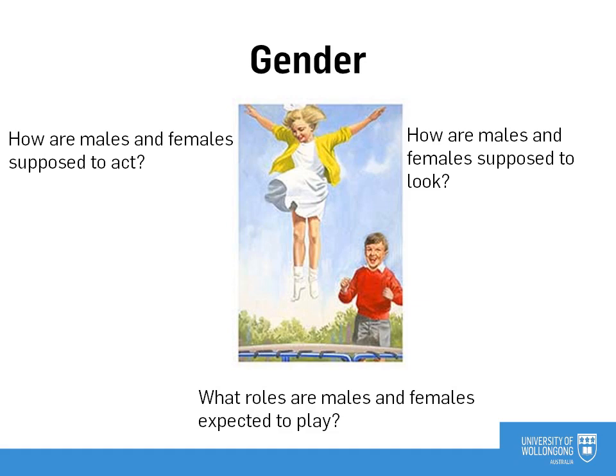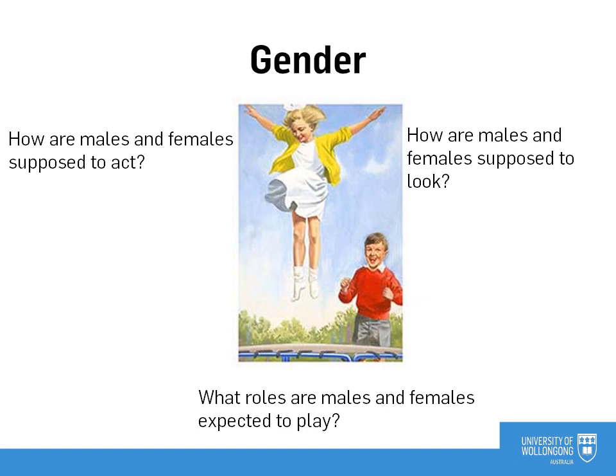So gender answers those questions like, how are males and females supposed to act? What roles are males or females supposed to play? And how are males and females supposed to look? And this is a lot of what children are trying to figure out. So children are being socialized around what it means to be a girl or a boy. And they're looking to models about what it means to be a man and a woman as I become an adult. And gender is also socially constructed, and it's also culturally constructed.